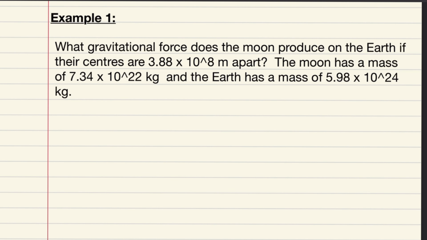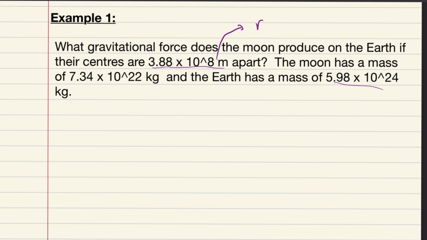So looking at our first example here, it says, what gravitational force does the moon produce on the Earth if their centers are 3.88 times 10 to the 8 meters apart? The moon has a mass of 7.34 times 10 to the 22 kilograms, and the Earth has a mass of 5.98 times 10 to the 24 kilograms, and these are, of course, approximate numbers. Now, the distance apart, remember, from center to center, that is going to be our r value.